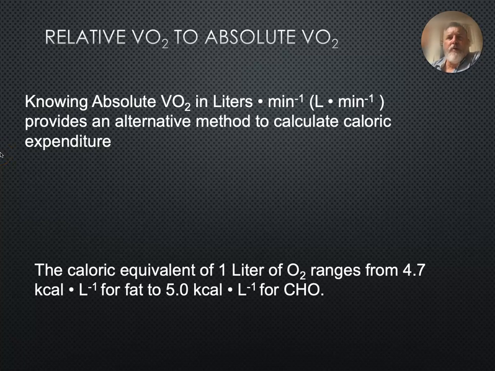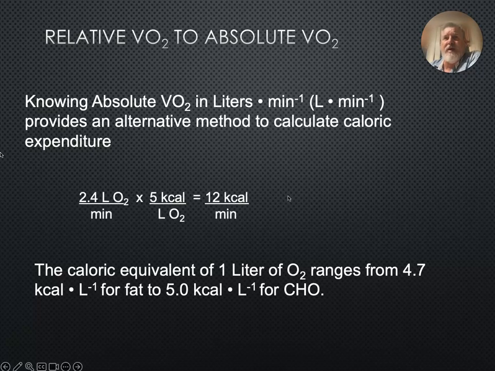So if I know the mils per kg per minute in relative terms, that's the 3.5 mils per kg per minute. If I know it in absolute, so if I'm given VO2 in liters per minute, one of the advantages is I can simply multiply it by 5 kcals per liter per minute. Let me show you what that looks like.